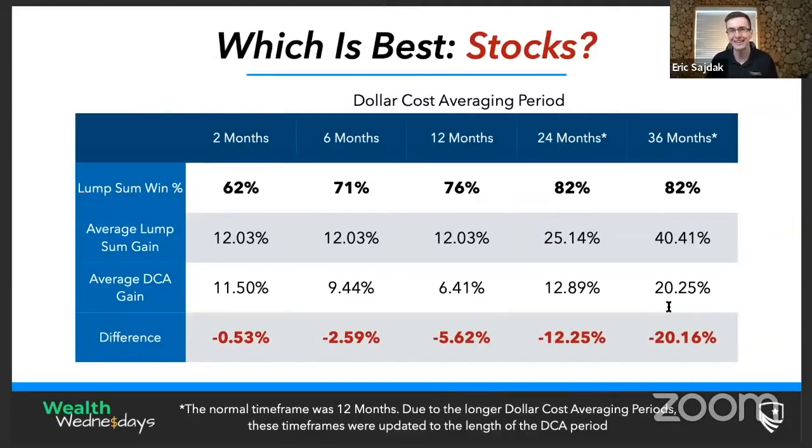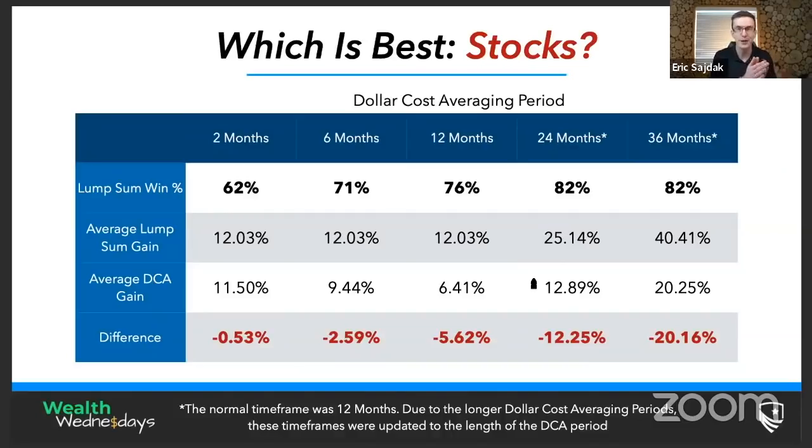What happens if we're looking at a different dollar cost averaging period? So we see that lump summing wins on average. Okay, but let's look at different time frames. So what you'll notice here is the shorter the time frame, and this should make sense, the shorter the time frame, the closer we get towards a coin flip.